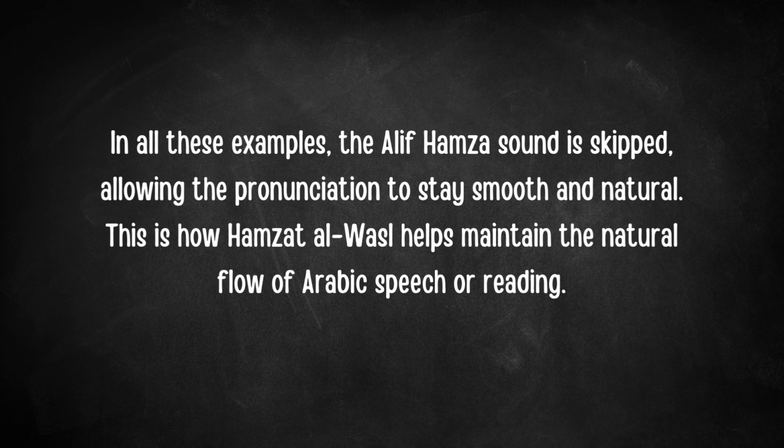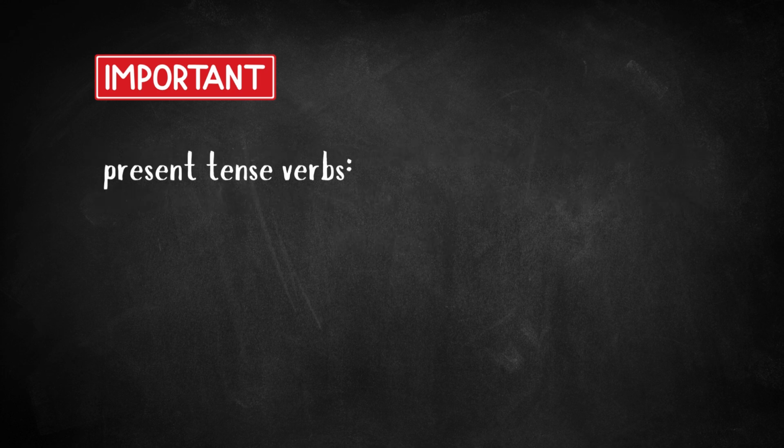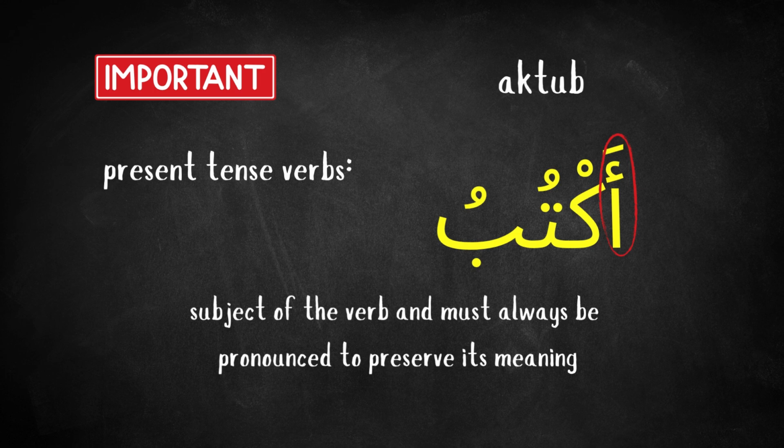In all these examples, the alif hamza sound is skipped, allowing the pronunciation to stay smooth and natural. This is how Hamzat al-Wasl helps maintain the natural flow of Arabic speech or reading. It's important to note that consideration should be given to the context to ensure that skipping the alif hamza does not affect the meaning. For example, in present tense verbs like aktub, I write, the alif hamza represents the subject of the verb and must always be pronounced to preserve its meaning.